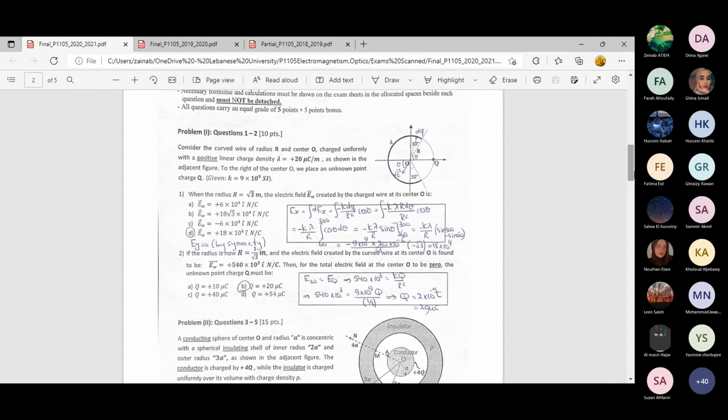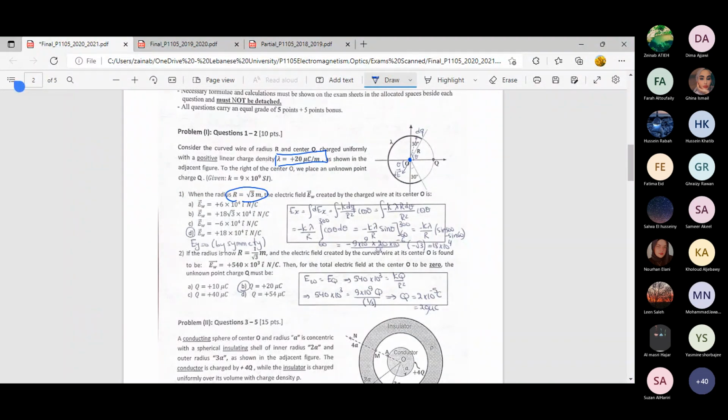So let's start first with part 1, when the radius r equals radical 3. He's giving me the radius, the electric field EW, where W is the wire band, as you can see, marked in solid black, created by the charged wire at its center O. So we have to find the electric field here due to this arc, or due to this wire. This wire carries a linear charge density lambda equals 20 microcoulomb per meter. So he's giving me a positive linear charge density, and I have to take this into account when I solve and find E.